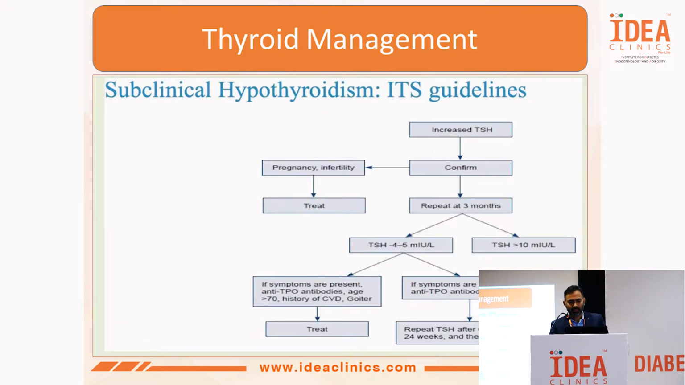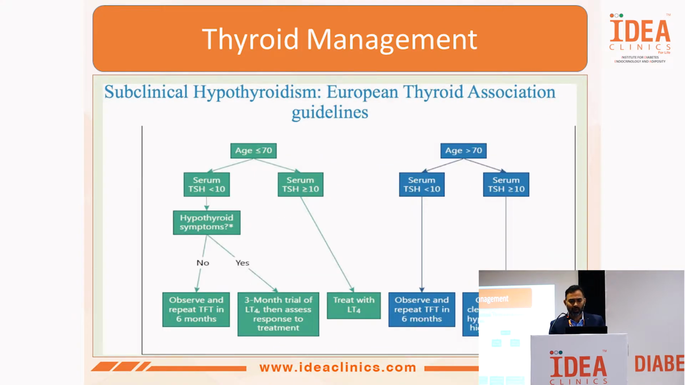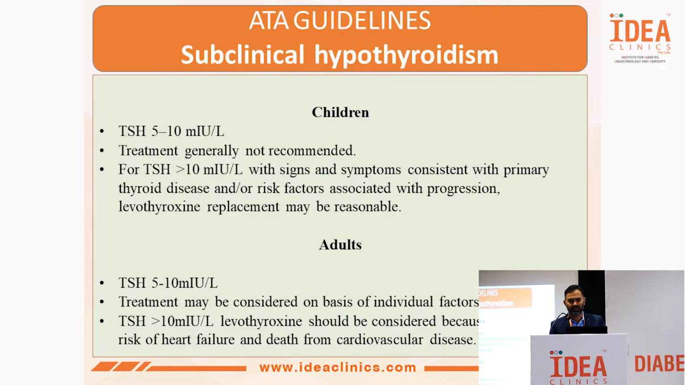Now, as per the Indian Thyroid Society guidelines, it is the same thing. They say if it is more than 10, treat. If it is less than 10, whether symptoms are present or not, and the age is more than 70, don't treat. If the symptoms are present or there are antibodies, treat. So almost all guidelines suggest the same sort of thing. This is also the European Thyroid Society guidelines. In children, with a TSH of less than 10, you don't have to treat. If it is more than 10, then yes, of course, if there are symptoms progressing, you treat.